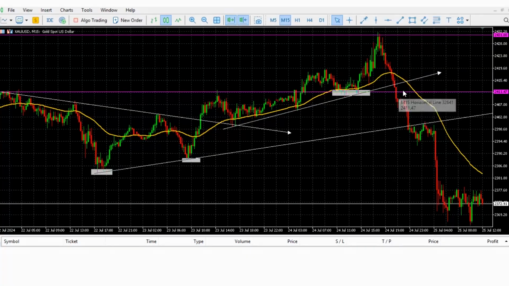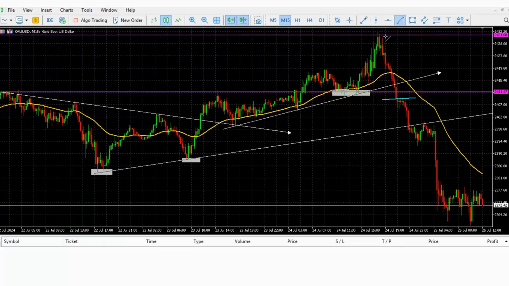So we simply wait for this red candle that broke below this level to close, and as the candle closes, we can simply take our sell trade here, right? We take our sell trade at the close of this red candle.